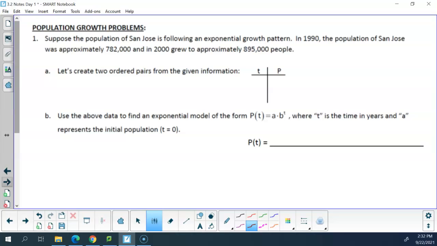So, what t value should we go with for 1990? 0. I go with 0 because we always want that 0, because we want that initial value. So 0 is 782,000. If 0 is 1990, then 2000 is year 10.